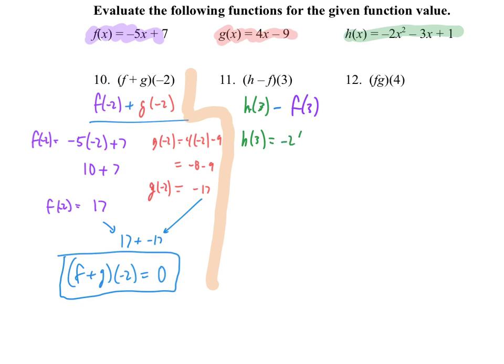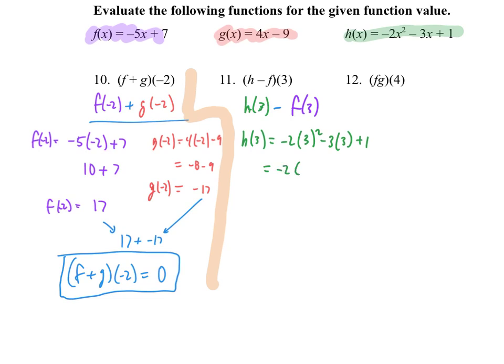So it'd be negative 2 times 3 squared minus 3 times 3 plus 1. Make sure you replace every x with a 3. So there's no more x's right now. Of course, again, with this same problem here, make sure you square first. That's 3 squared.